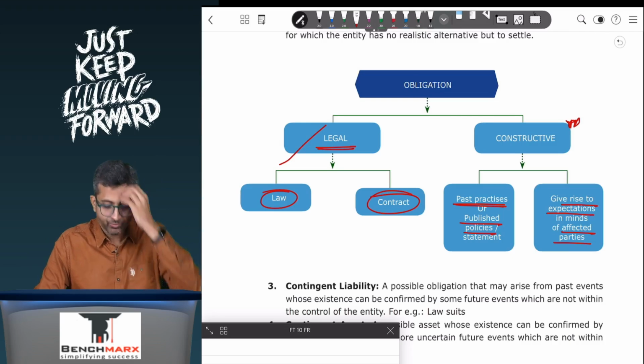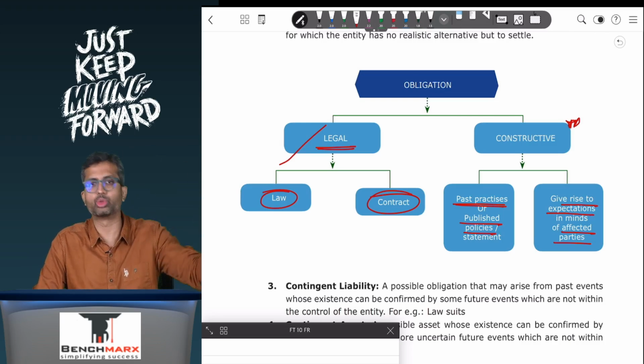Are we clear with this? And this logic does not just apply to Diwali bonus or a warranty provision, it applies to every provision.